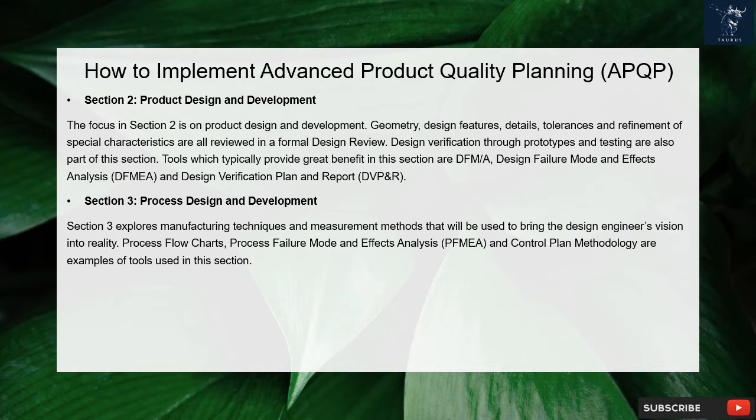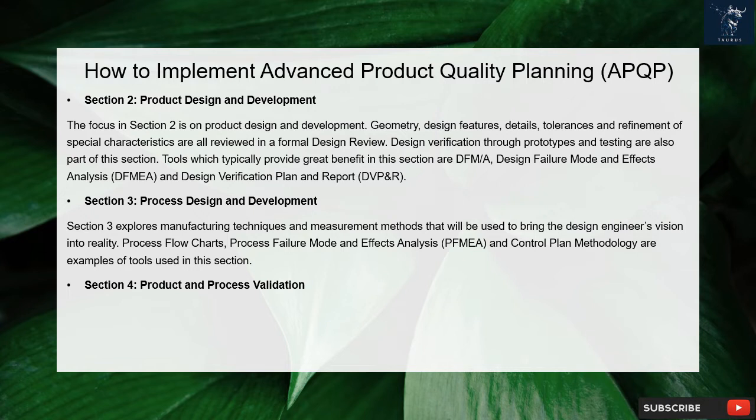Section 3, Process Design and Development. Section 3 explores manufacturing techniques and measurement methods that will be used to bring the design engineer's vision into reality. Process flow charts, process failure mode and effects analysis, PFMEA, and control plan methodology are examples of tools used in this section.